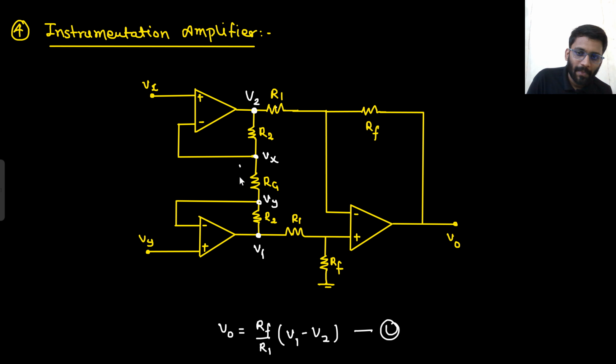What is the current here? The current here would be Vx minus Vy by Rg. Say yes or no. Now the same current will be flowing through R2, and the same current will be flowing through this R2. Say yes or no.